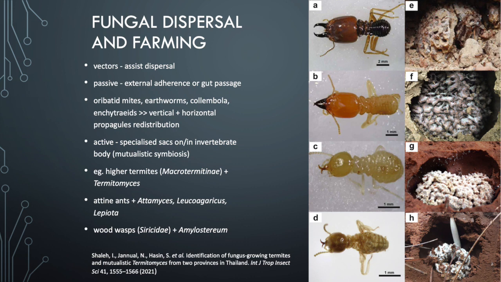Another example are attine ants that farm different species of fungi as well. Even certain wood wasp families have a relationship with specific species of fungi and farm those fungi for the purpose of gaining nutrients from the fungi. So there are very many different relationships between invertebrates and fungi that serve in the dispersal of fungal spores and distribution of fungi across ecosystems.